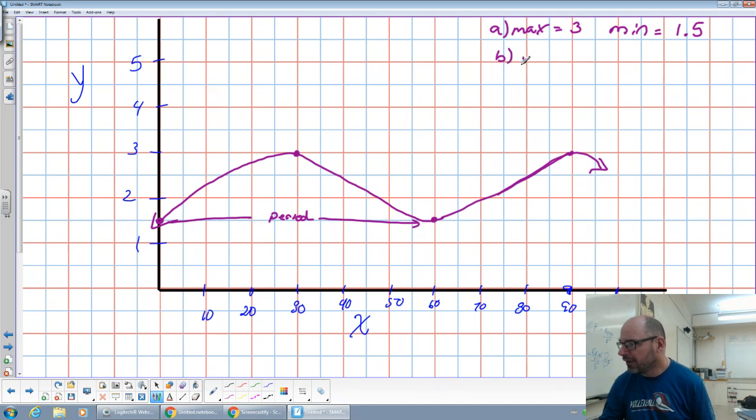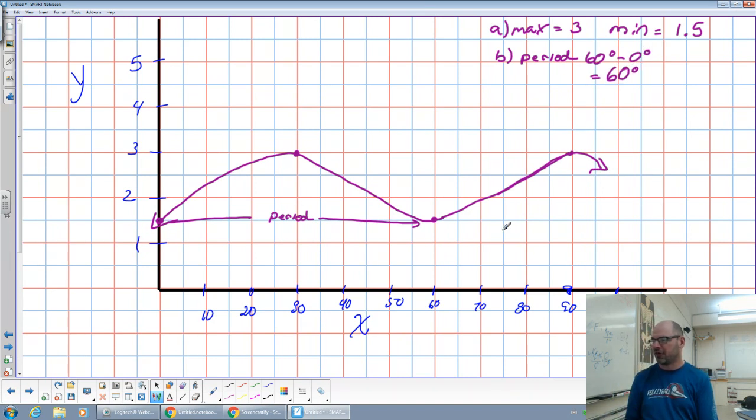So our period, we've got to go all the way from 60 degrees back to 0. Or if we did max to max, it would be 90 back to 30. So 60 degrees minus 0 degrees equals 60 degrees. So we have a period of 60 degrees.